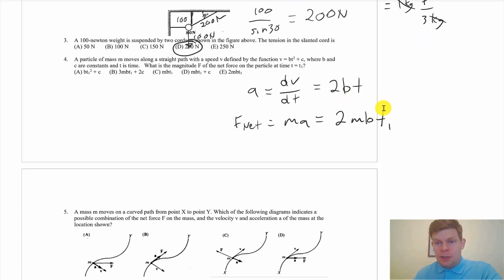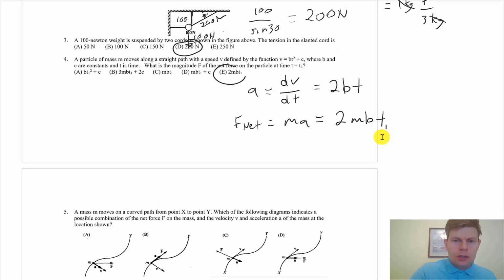Notice that t became t1 because we're looking for the net force on the particle at time t. Basically, this is how we solve for it at any time. And if we sub in t1 for t, we've got the Fnet at time t1. So if it was like 5, we'd sub in 5 for t. So that's how you do that.